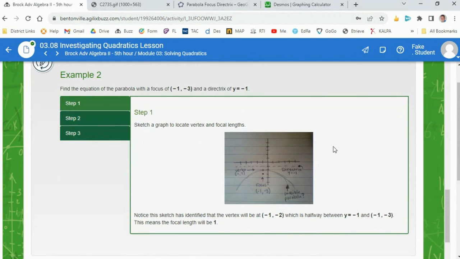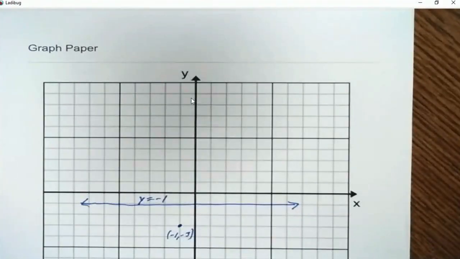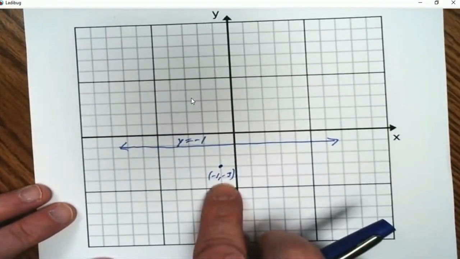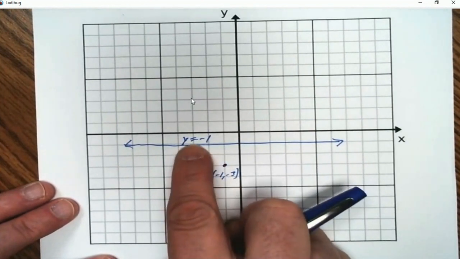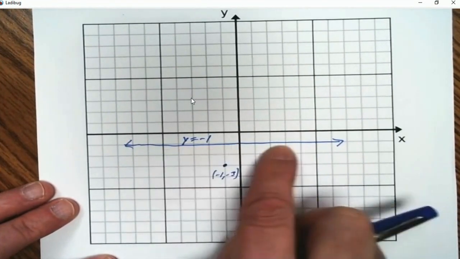Let's see if we can do another one. I'm going to go ahead and pull up another graph real quick. Let's do this one right here, -1, -3, and the directrix line is at y = -1. Okay, so I got that drawn on a paper. -1, -3 is the focal point. y = -1 is the directrix line.